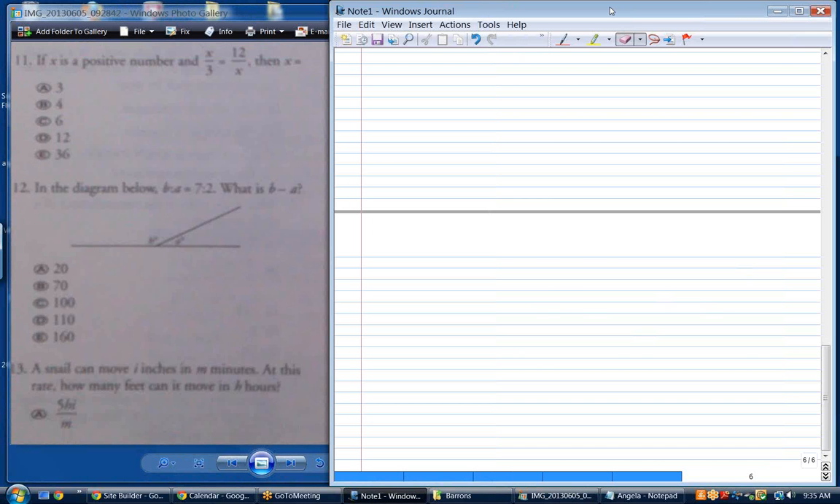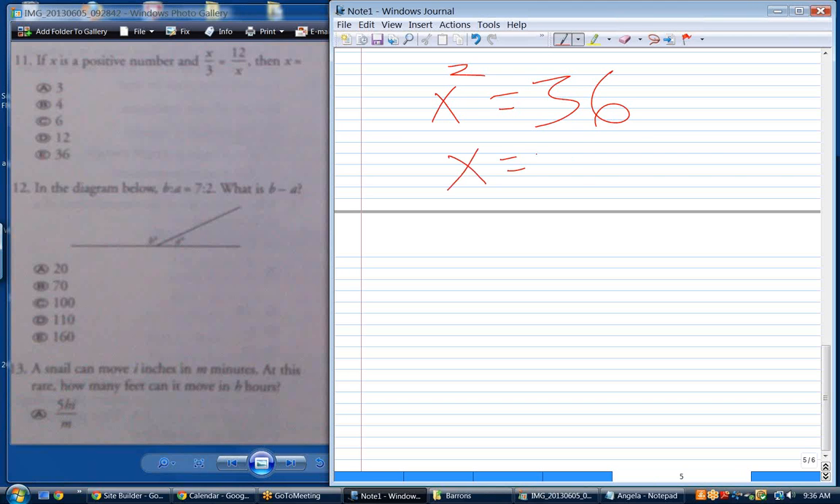So I'm going to say cross multiply. Okay. So we have 2x equals 36 divided by 2. Okay, we have x squared equals 36. When you multiply x times x, it's x squared. Okay, so x squared equals 36. So x equals 6. Right. Once again, x equals plus or minus 6, but if they're only going to put plus answers on there, there's no question. Okay.